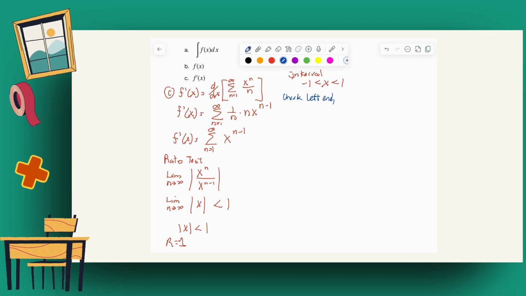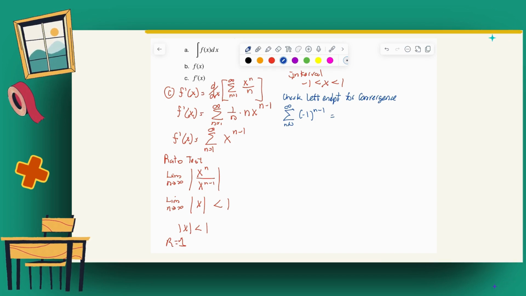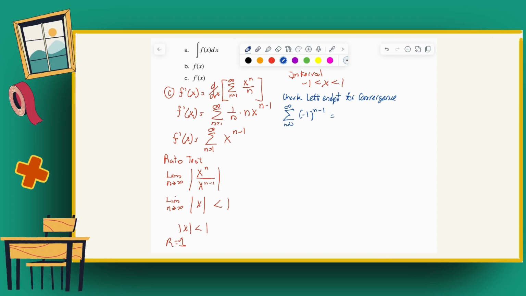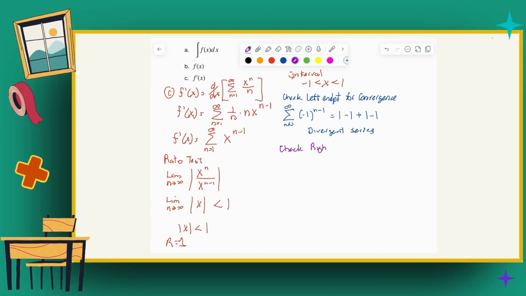So we're going to check the left endpoint first by replacing x with -1. And so in my summation statement, I have the summation as n equals 1 to infinity of -1 to the n minus 1 power. Let's expand these out so we can see what the terms look like. So that's going to give me, if n is equal to our first term, 1 minus 1 plus 1 minus 1. So notice the sum of the series oscillates between 0 and 1 depending on how many terms I'm adding, so this series diverges.